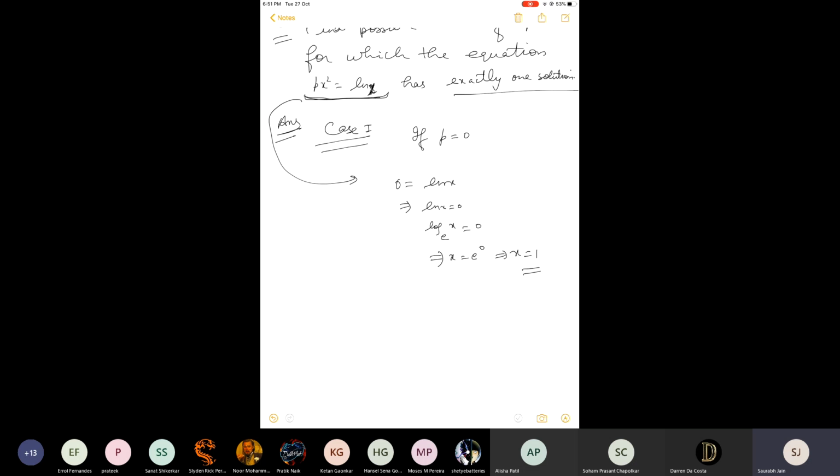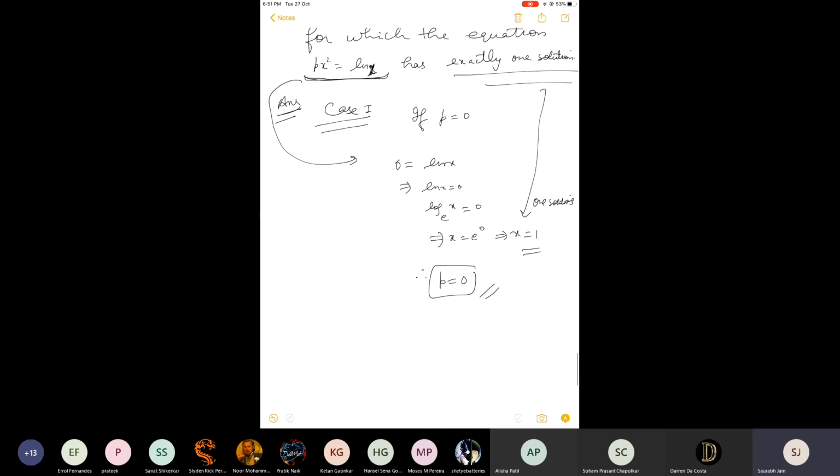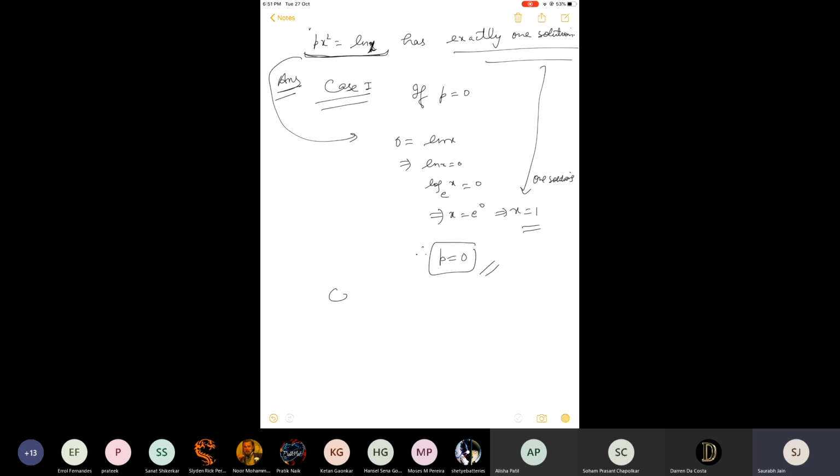So I first put P equal to 0 and put it here. I got x as 1, which is a single value. One solution. That means P equal to 0 is totally acceptable. This will be included in the answer. P equal to 0 is going to give me a single solution. Now case 2. Case 2 is if P is negative.